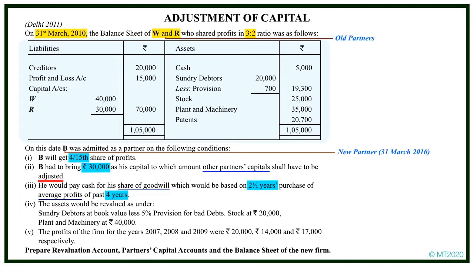Point number 4 states that on the day of admission of a partner, the assets were revalued and there were certain changes with the assets sundry debtors, stock and plant and machinery. The last point, point number 5, states that the profit of the firm for previous 3 years, 2007, 2008 and 2009, were 20,000, 14,000 and 17,000 respectively. And a very important point to see is that the profit for the present year 2010 year end is inside the balance sheet, that is 15,000 on the liability side. Profit and loss account is equal to 15,000.